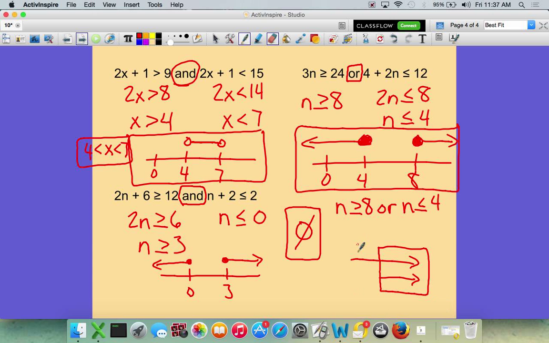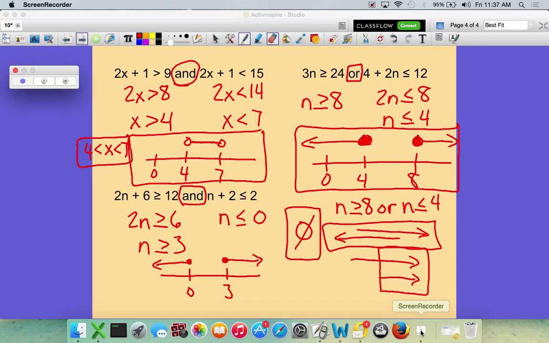Well, what if I have a graph that goes like this and like that? Well, this would be every single number on the number line, so that would be all real solutions. So you're going to have all sorts of different problems to practice here. Pay attention to whether it's an "and" or an "or", and how the equations and their graphs work together. Any questions, please let me know.